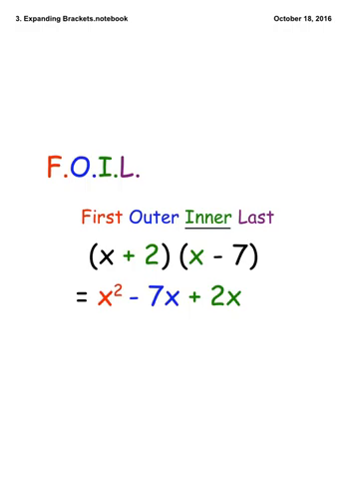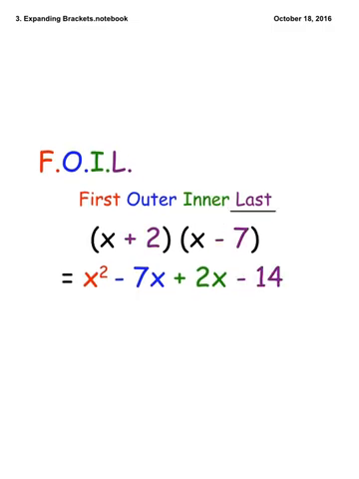The third step is to multiply the two inner terms, that is the plus 2 and the x that are closest together in the two brackets. Okay, plus 2 times x is plus 2x. The last step in completing our FOIL question is to multiply together the last two terms. So plus 2 multiplied by negative 7. Again, be careful that you keep that negative as part of your calculation.